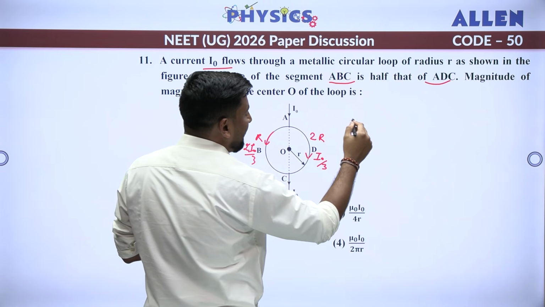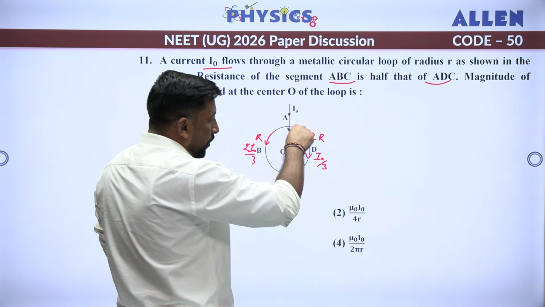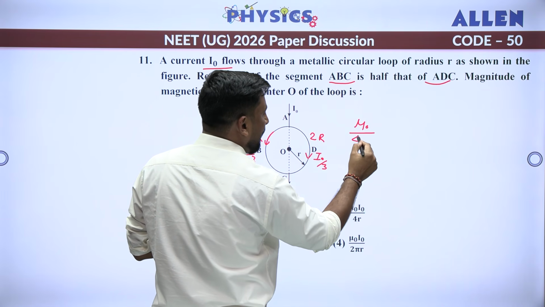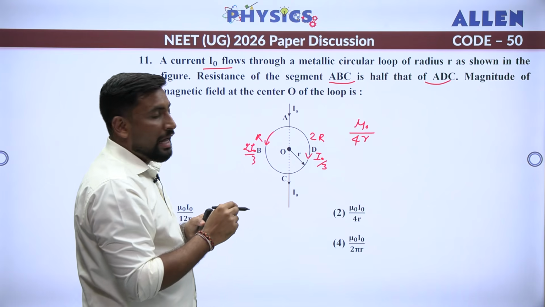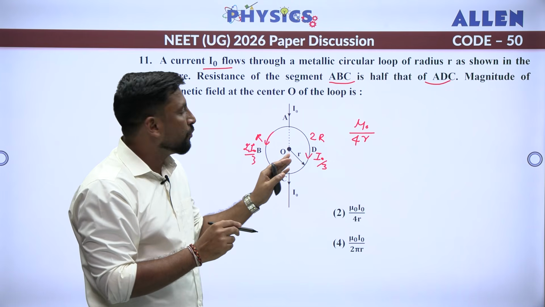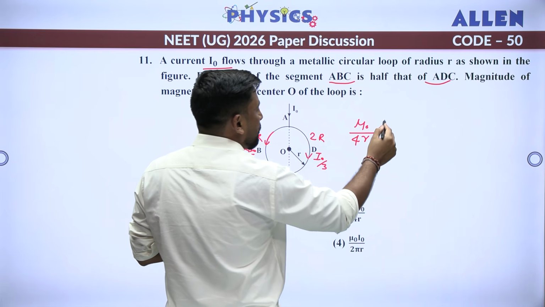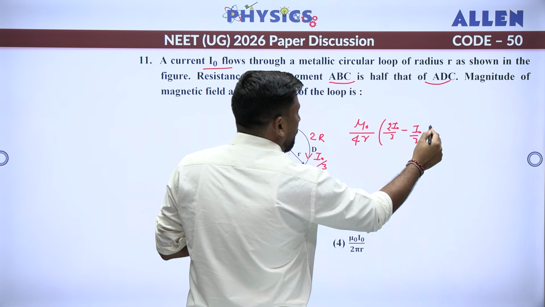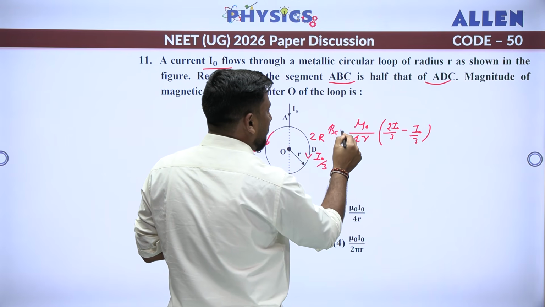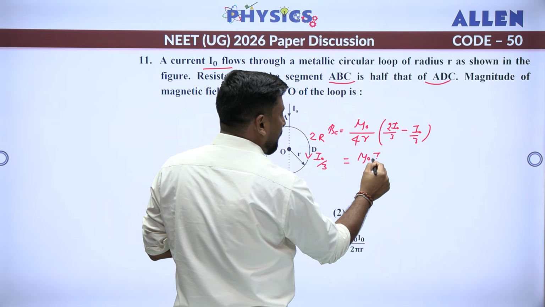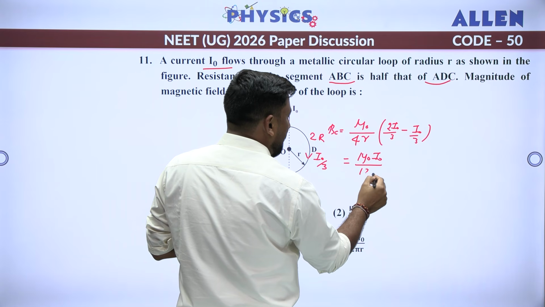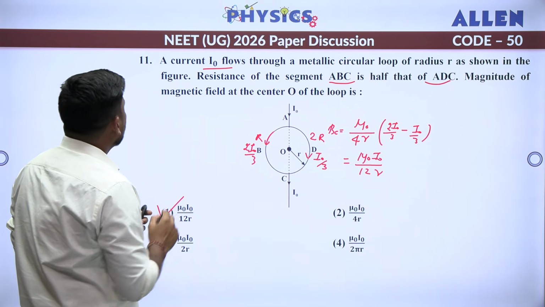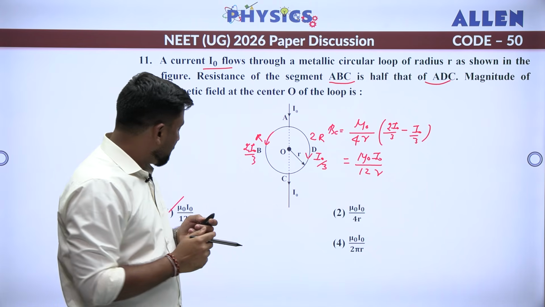So basically we know that due to a semicircle, the field is mu naught by 4R times the current. We know that here they are opposing in nature, so we will take the difference of current directly. So that is 2 I naught by 3 minus I naught by 3. What will this become? The B at center will become mu naught I naught divided by 12R. So again it is matching with option 1. So for question number 11, answer 1 is correct.